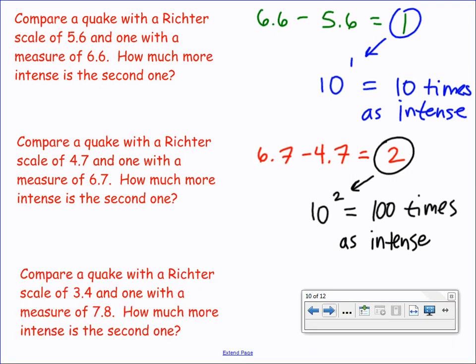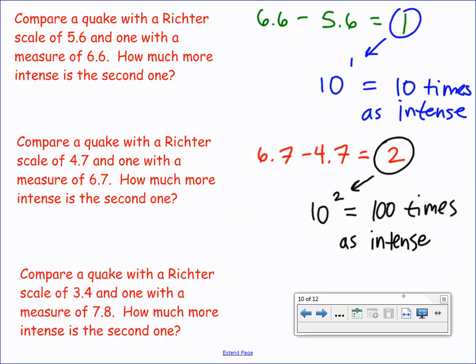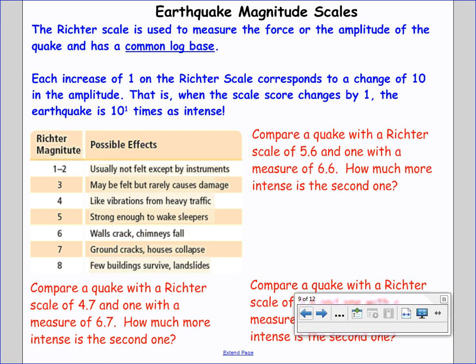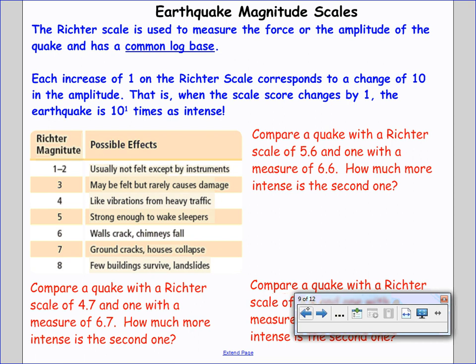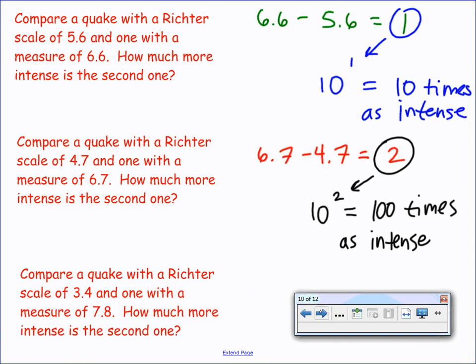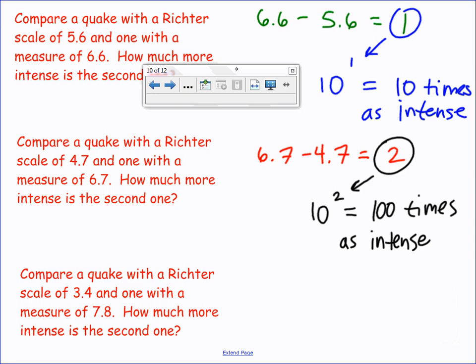All right, go ahead and do the last one then. So compare a quake on the Richter scale with magnitude 3.4 and one that measures 7.8. So 3.4 is right there in maybe felt but rarely causes damage, as opposed to 7.8 is colossal. 7.8 ground cracks, right? Fissures open up in the earth, houses fall down. And so that's huge. Be ready to share with the class when I call on you.